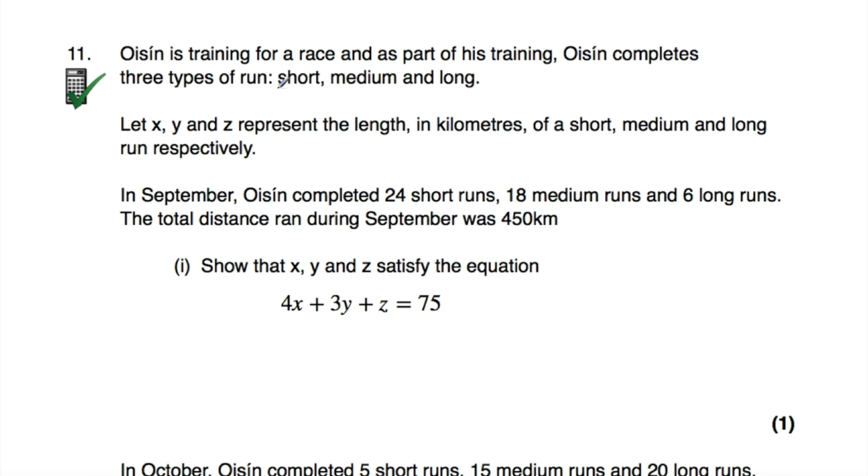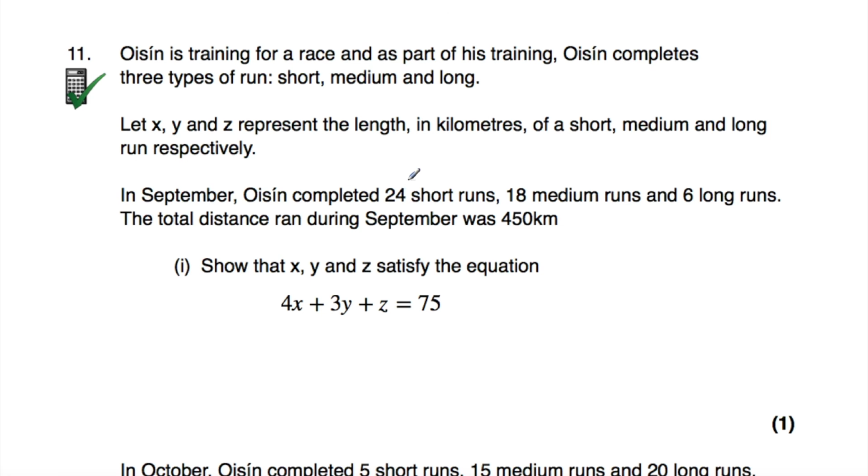So question number 11 says, Oshin is training for a race, and as part of his training, Oshin completes 3 types of run: a short run, a medium run, and a long run. And we've been asked to let x, y, and z represent the length in kilometres of a short, a medium, and a long run, respectively. And in September, Oshin completes 24 short runs, 18 medium runs, and 6 long runs. And the total distance he ran in September was 450 kilometres. And we've been asked to show that x, y, and z satisfy the equation 4x plus 3y plus z equals 75. Okay, so let's form an equation with what we've been told so far.